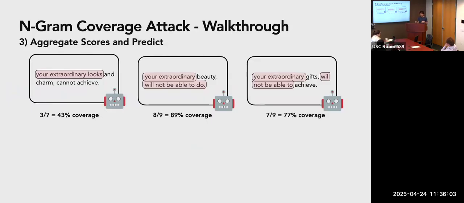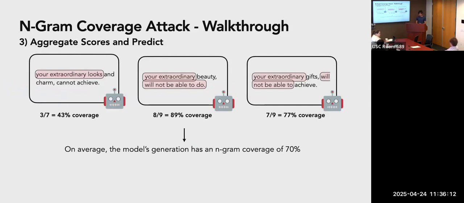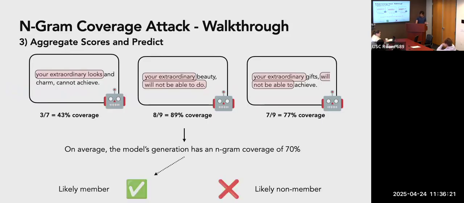Once we do all these, this is, of course, the coverage case. This is not creativity index or longest common substring. We'll get these different scores: okay, this one's around 43%, this is around 89%, this is 77% coverage. Now we can say something like, on average, the model's generation has an n-gram coverage with the ground truth text of 70%. So we have these 2 options, and we're going to say it's likely a member. Of course, this is based on some threshold which we're going to set. So 70% doesn't always entail member. It's just for the example.